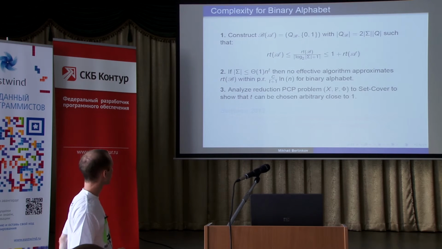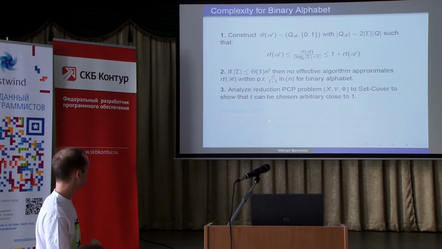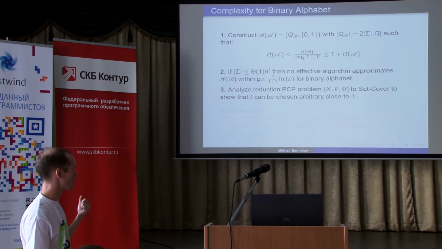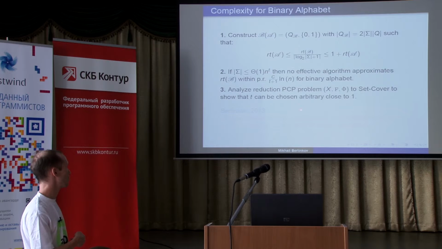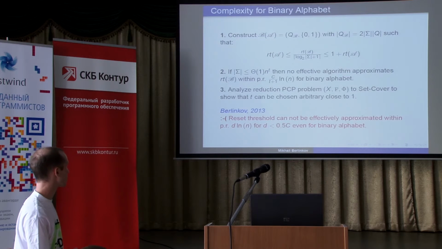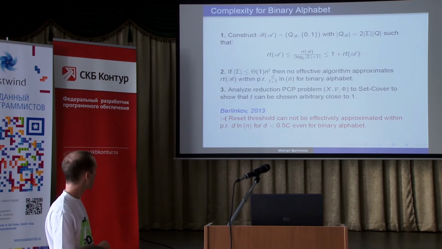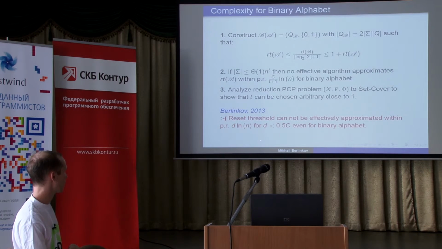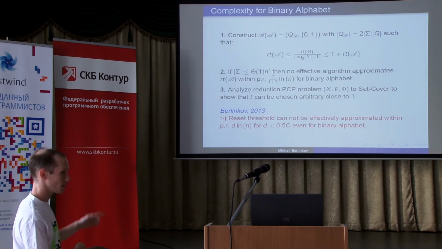And thus the last claim, the last step in this proof, is to analyze the reduction to the cover problem from the paper of Alon, Moshkovitz, and Safra to show that this t can be chosen to be arbitrarily close to 1. And thus we get the main result as a consequence: the reset threshold cannot be effectively approximated within any performance ratio d ln n for any d less than half of c, where c is that specific constant from the set cover problem, even for a binary alphabet.